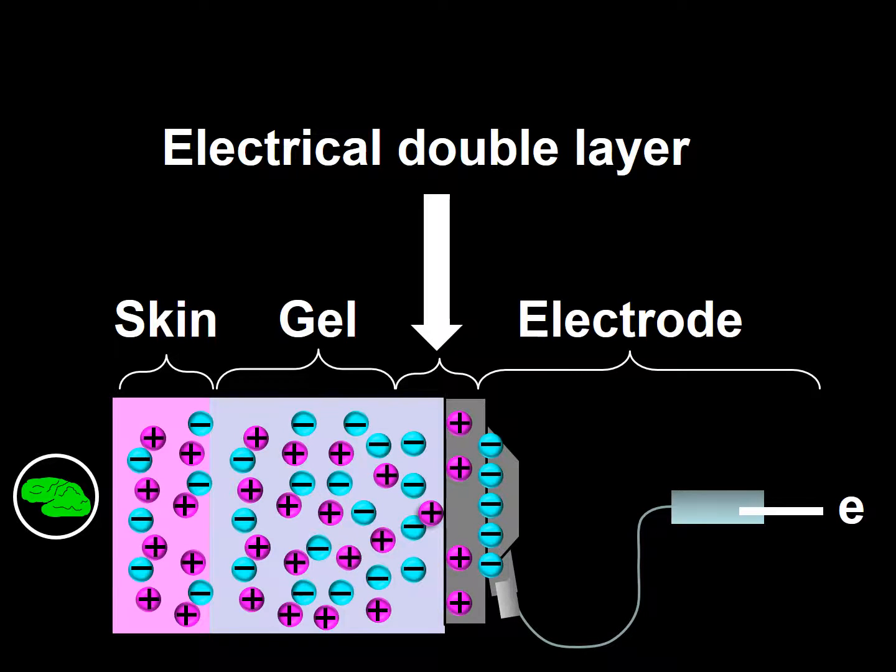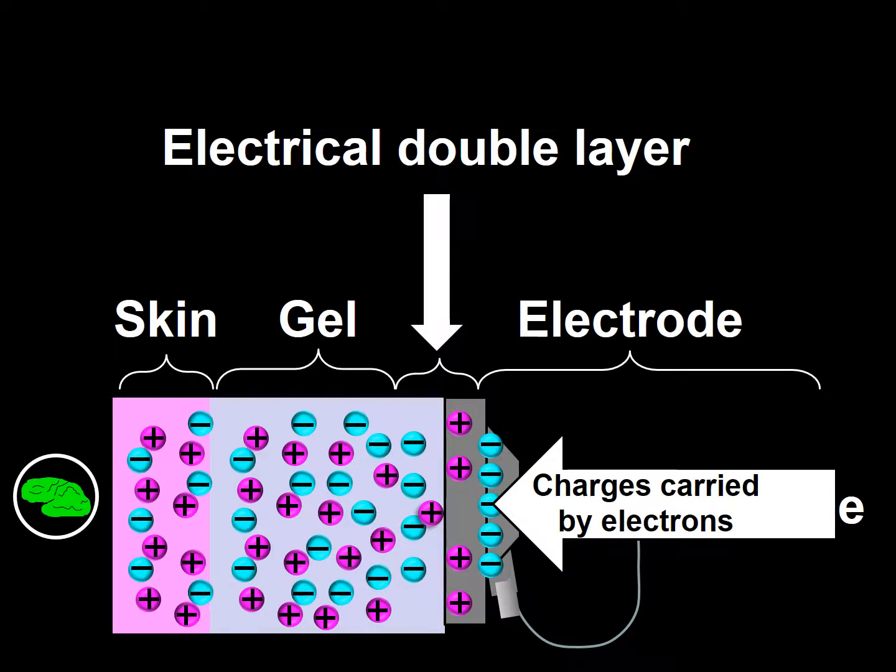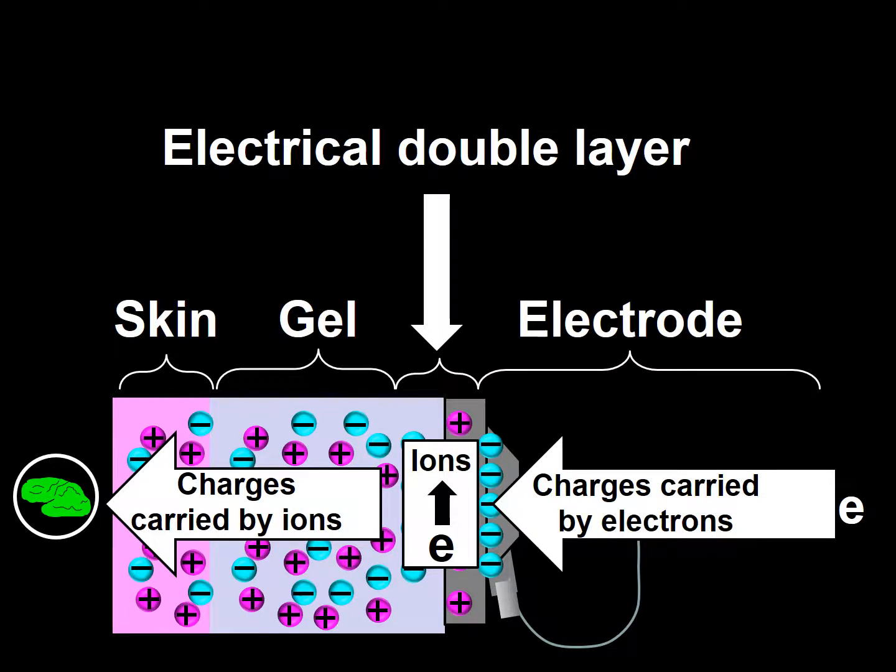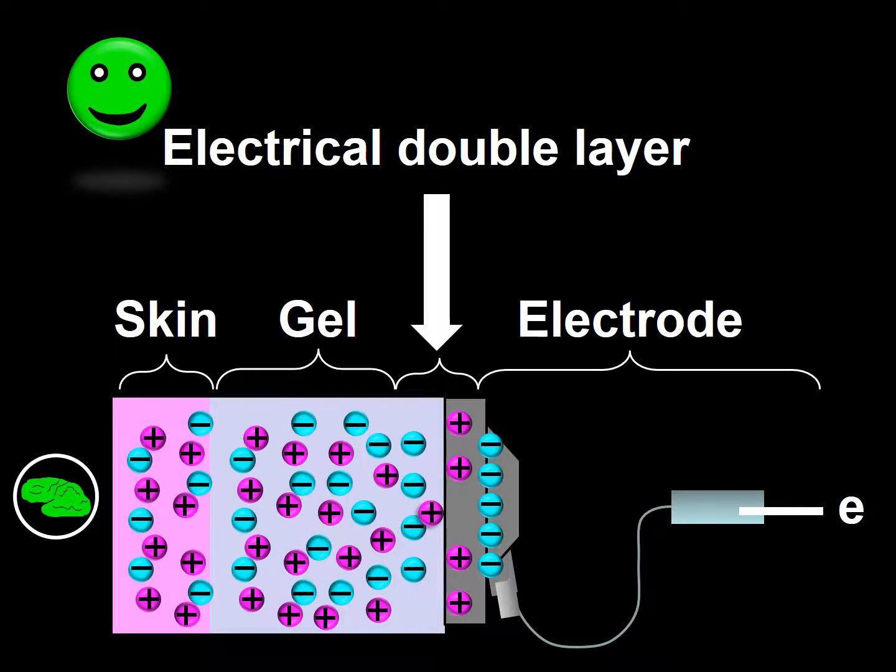This process also occurs in the reverse, where charges carried by electrons from the machine through the electrode wire reach the electrical double layer and are transformed into ionic charges. Then the ionic charges travel back through the gel and the skin towards the brain. What I have just explained to you is what happens during good EEG recordings.